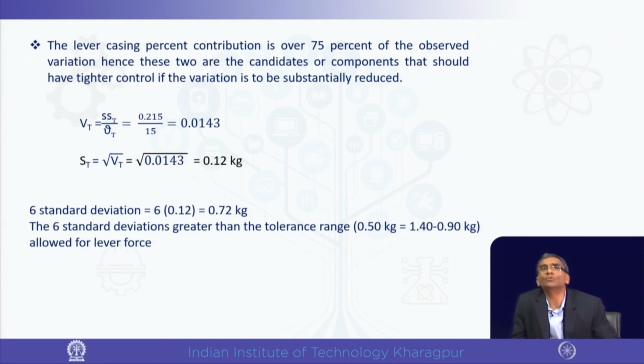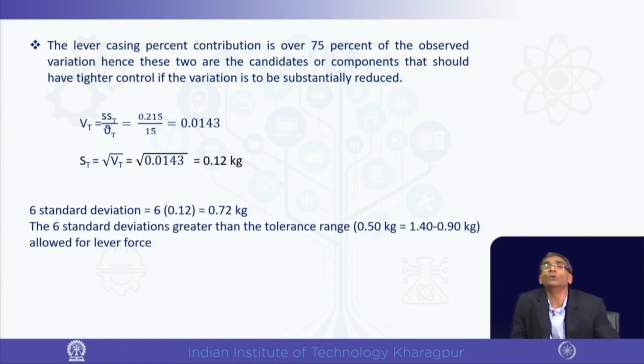Question is, how much is good enough? Good enough is, our range is 0.5 kg, because we are saying it is operable between 0.9 and 1.4. So, 0.72 is higher when we are considering that 6 standard deviation, plus minus 3 sigma. So, 6 standard deviation is 0.12. If we are multiplying with 6, it becomes 0.72, which is higher than the desired target value. So, it will not work.